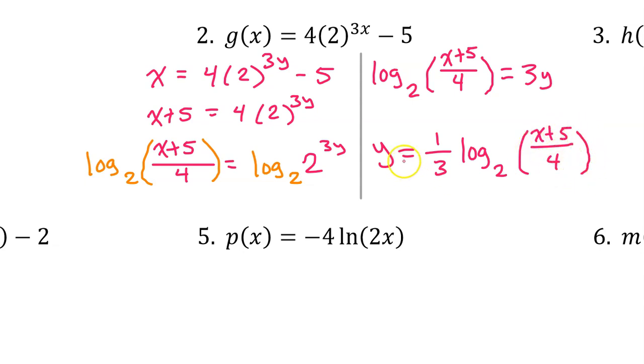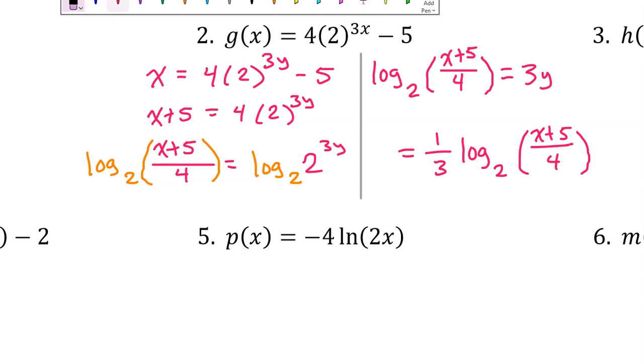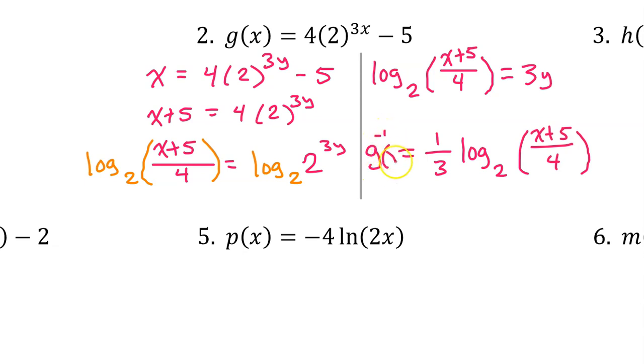Once again, let's use proper notation. Instead of writing y, since the original function was g of x, we should call the inverse function g inverse using the -1 superscript.